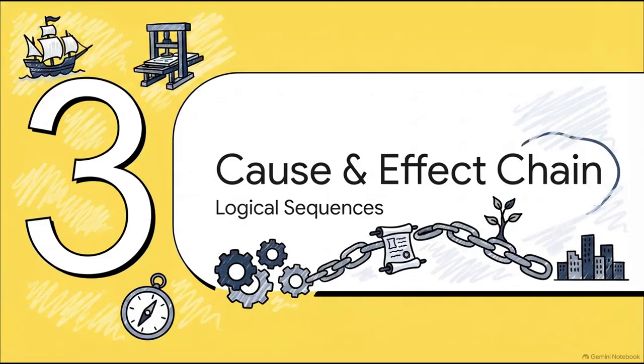And that single act of defiance became the spark for the entire Protestant movement. Let's jump to step 3, the cause and effect chain. Because in history, it's not enough to just list facts, is it?